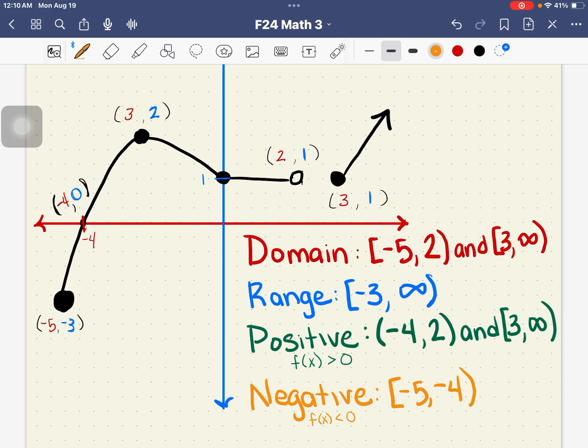So that is quickly reviewing everything from last week, the big ideas from last week. I'm going to stop this video here, and in the next one, we're going to move on with this same graph. We're going to move on and look at increasing and decreasing.